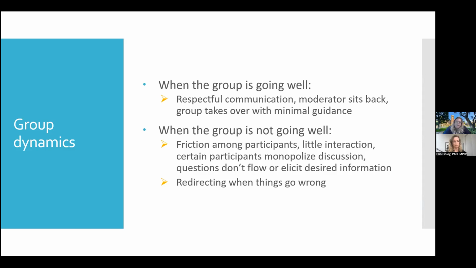If a group is not going well, it might be because there's friction. There might not be much interaction. You might have people who are monopolizing things. And so it happens. It happens to highly experienced moderators. It's happened to me many times. I won't get into some stories right now, but I've had very tough focus groups, and they teach you a lot. And just know that if you do have a focus group that doesn't go super well, you are going to learn from it, and you're going to take what you learn to the next time that you use this particular method. You're going to do your best to redirect when things go wrong, and then do a lot of reflection afterwards as to what could go differently the next time.